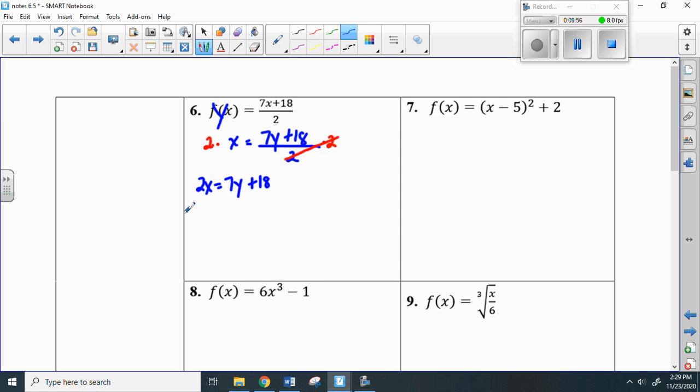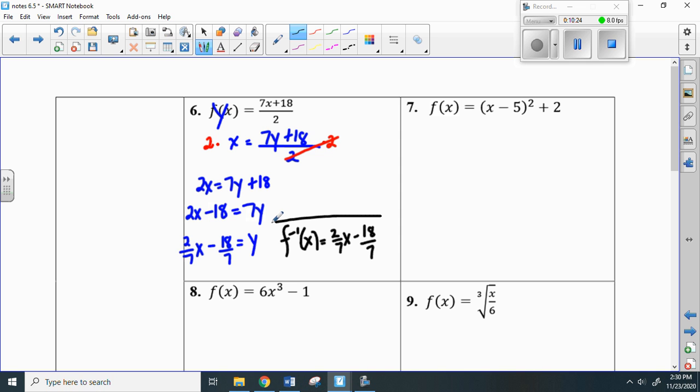18. All right, so now we have to subtract 18 from the right over to the left, and then we're going to divide everything by 7. Okay, now as I divide each piece by 7, I need to think about, am I going to be able to reduce it? And I am not. And then last but not least, don't forget to rewrite it with proper notation. You're telling me that you have now created the inverse function.